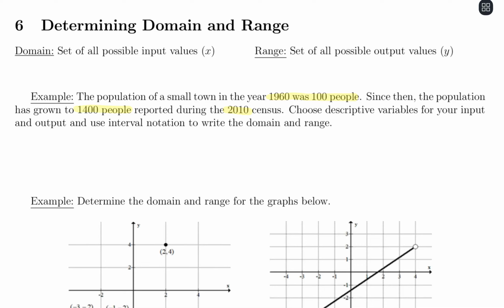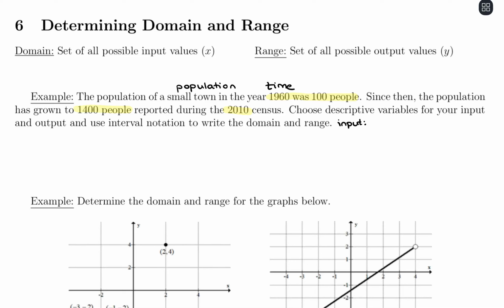So we need some variables. We need a variable for input and output. Our variable for input, or x, is typically something that is independent. It's working independent of things. So for this case, we have two values. We have population and time, or year.